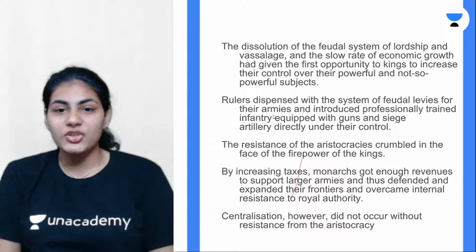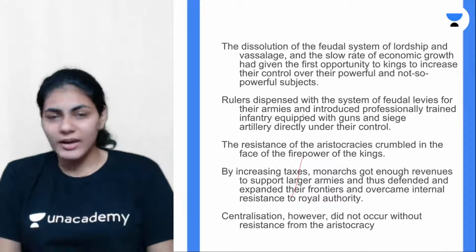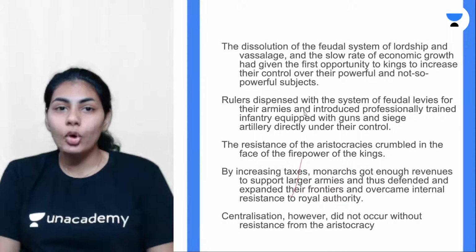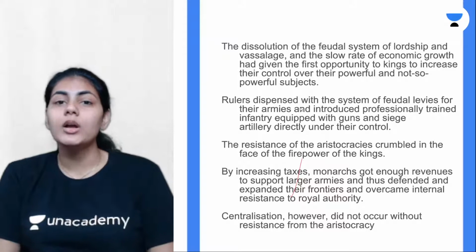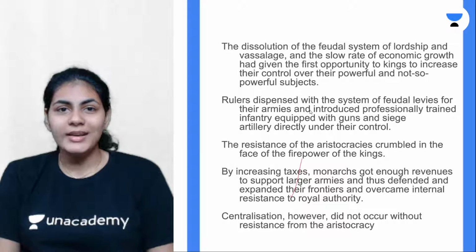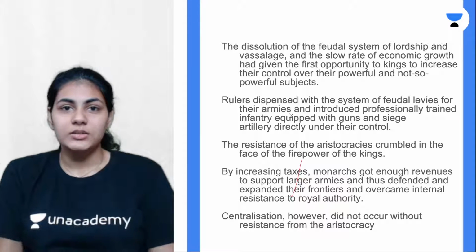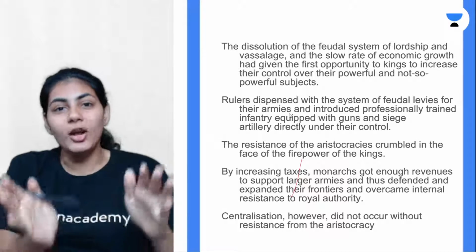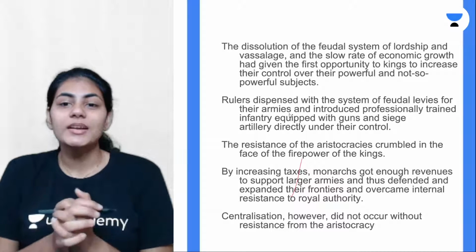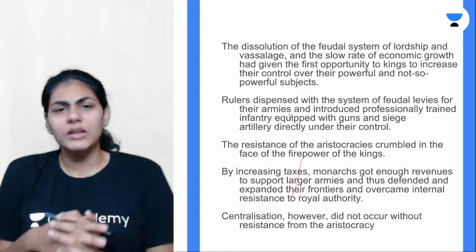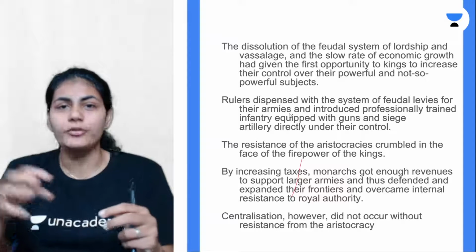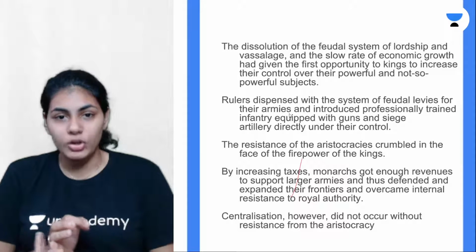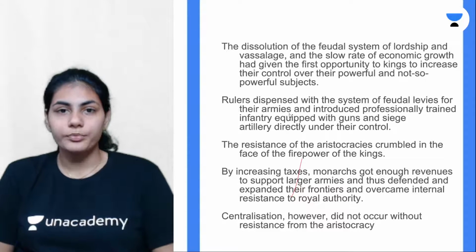And introduced professionally trained infantry. The same point again: they're not relying on the lords for armies, but in fact they have their own military under their direct control, who are professionally trained, right? These are not amateurs. These are not peasants turned soldiers. No, these are purely professionally trained soldiers. They often had guns with them. They had other kinds of artillery, right? Artillery is some kind of war equipment. All of them were there with the professionally trained soldiers, who are given by the ruler.